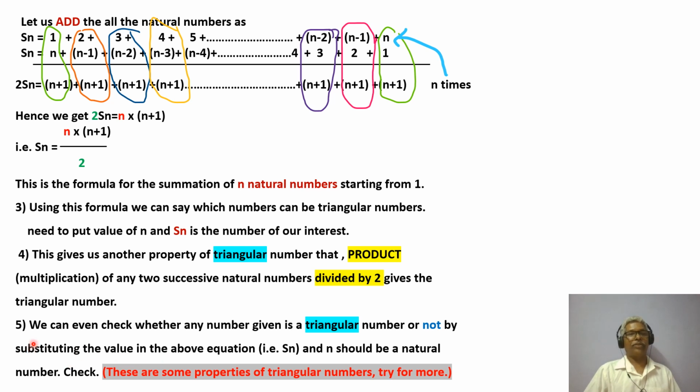And the fifth is, any given number can be checked whether it is a triangular number or not by putting it in this. If you are given Sn, and you substitute it in this, and you get n as a natural number, not a fraction, then the given number is a triangular number. These are some properties of triangular numbers. Try some more.